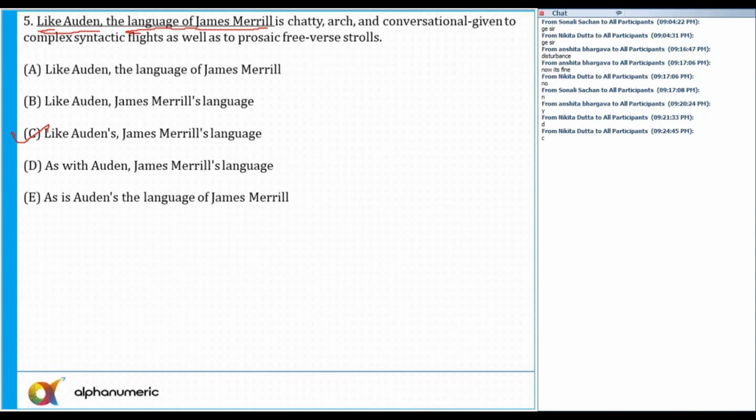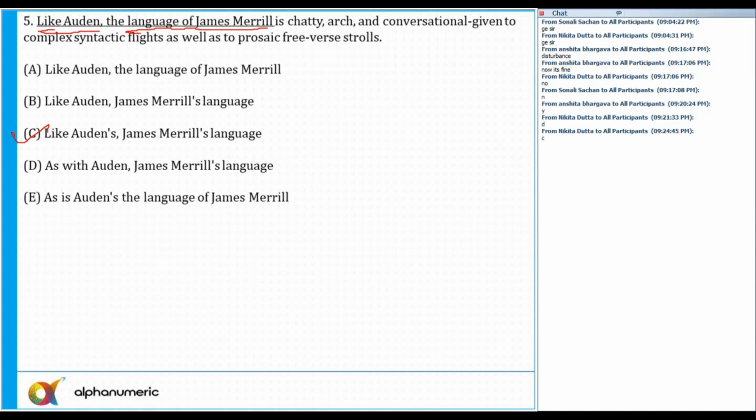Like Auden's, Auden's means language. Like Auden's, James Merrill's language is chatty, arch, and conversational, given to complex syntactic flights as well as to prosaic three-verse strolls. Absolutely. Number C should be the answer for question number 5.